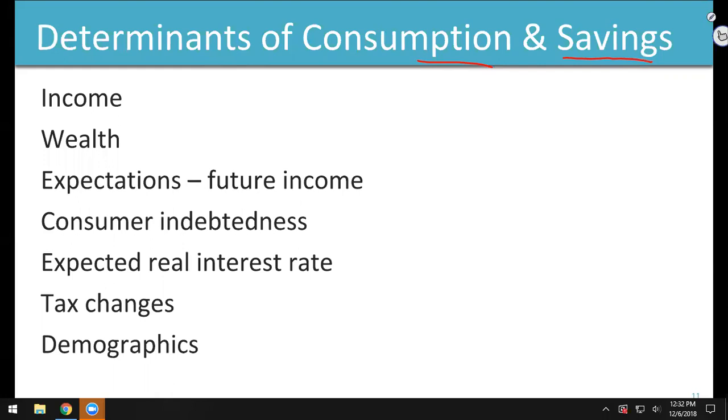Third is expectations, but I'm a little bit specific here. Your expectations for your future income. You are pretty sure that next week they're going to be calling you up with that job offer that you've been waiting on, where you're going to be making $350,000 a year. So in a couple of weeks' time, he's going to start knocking down $350,000 a year.